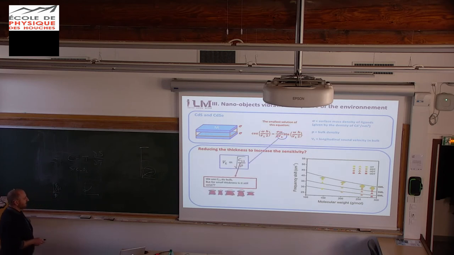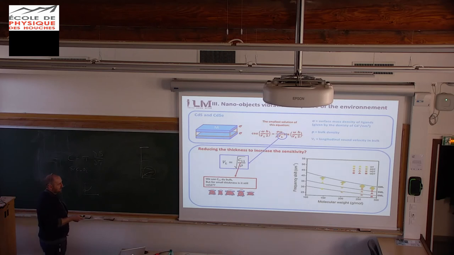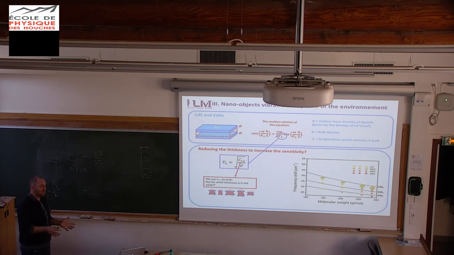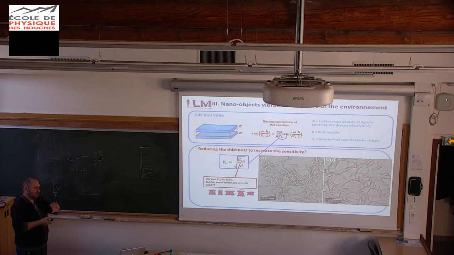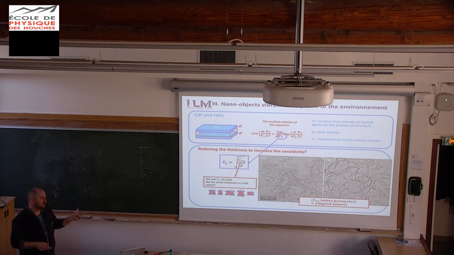So what happened here? I told you that I use bulk density and sound velocity in bulk because we have only these parameters in the literature. You don't know the exact morphology and exact structure of your nanoplatelets when it's only 3 monolayers or 4 monolayers. So you have to consider that. If we look at the sample with the same nanoplatelets with 2 different ligands, you see that the nanoplatelets twist, and this twist is different as a function of the ligands. That means that we have to consider that there is a change in the elastic properties of the nanoplatelets as a function of the ligand nature.